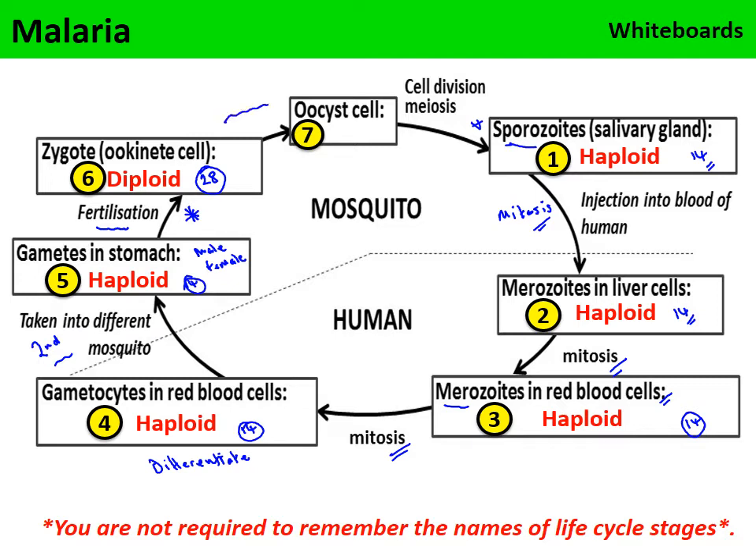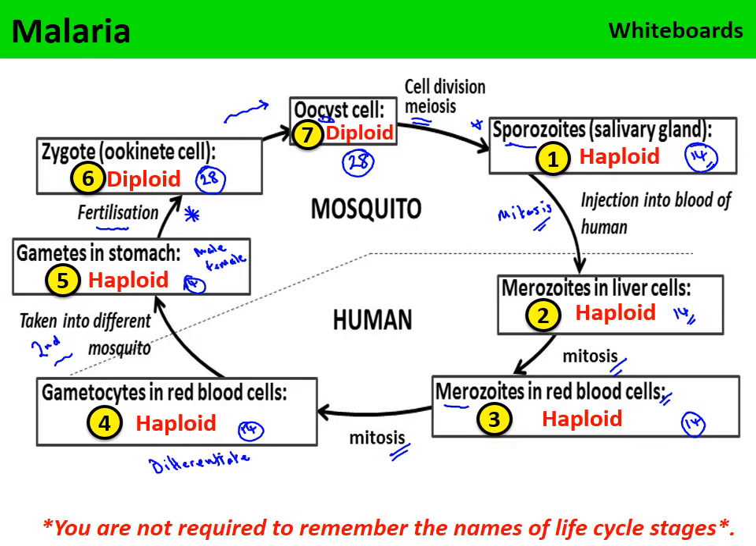That further develops into an oocyst cell. You don't need to know the names of these cells, so don't worry about that too much. So again, that will be a diploid cell with 28 chromosomes in its nucleus. Now this diploid cell will undergo meiosis. We know meiosis takes a diploid cell and produces 4 genetically different haploid cells. So these sporozoites are formed through meiosis, and we know they have 14 chromosomes inside them.